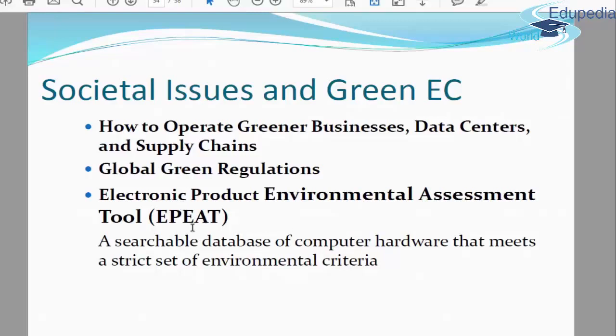Electronic Product Environmental Assessment Tool, EPEAT, again, is a searchable database of computer hardware that meets a strict set of environmental criteria. So what kind of environmental criteria do you have? And what kind of safety measures do you have? Whether the business that you're running is safe or not, all of these criteria are evaluated using this database.